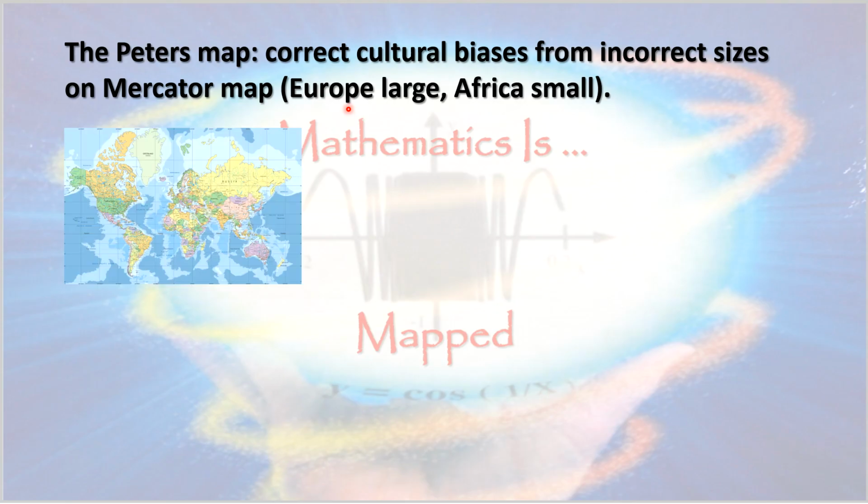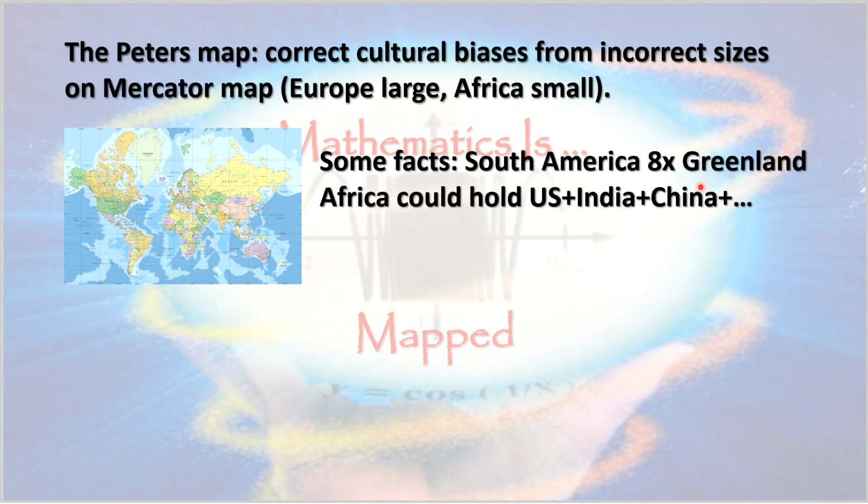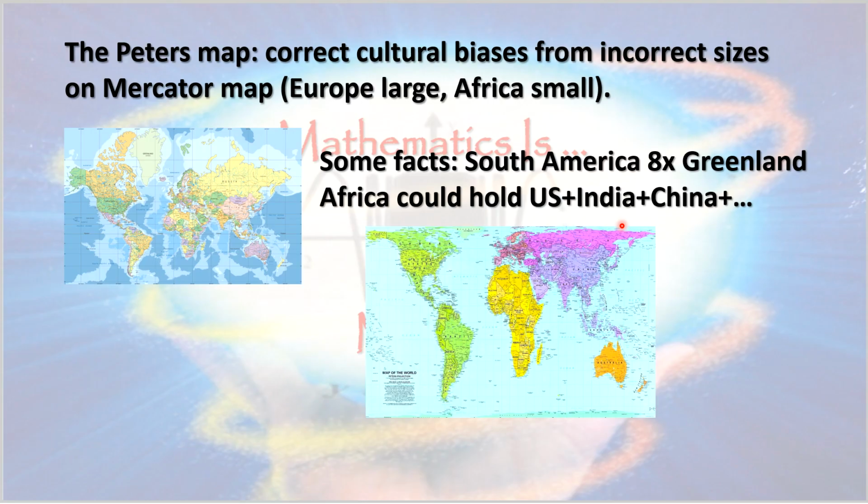On a Mercator map, South America and Greenland look to be similar sizes. South America is actually 8 times larger, which is apparent on the Gall-Peters map. Did you know that Africa is so large that it could hold the United States, India, Japan, China, and much of Europe? It doesn't look that way on the Mercator map.